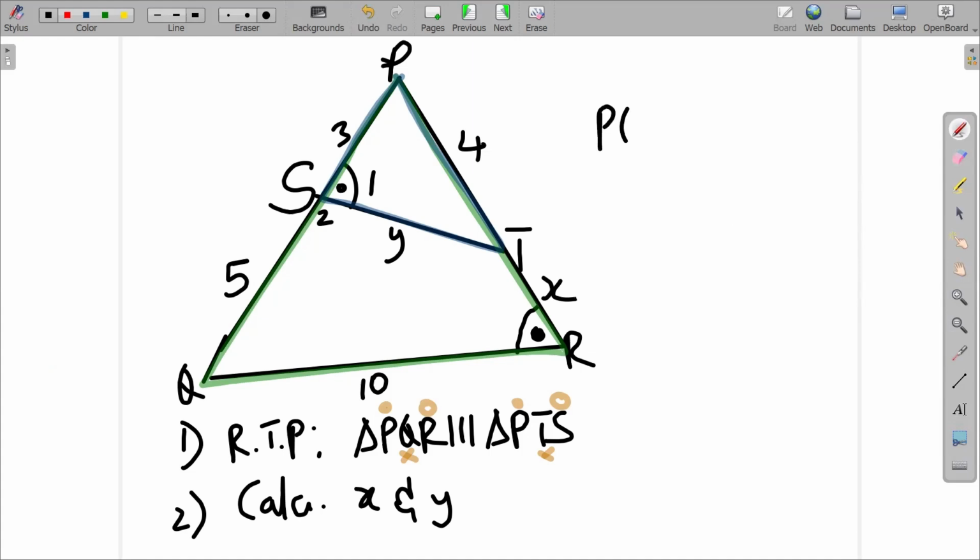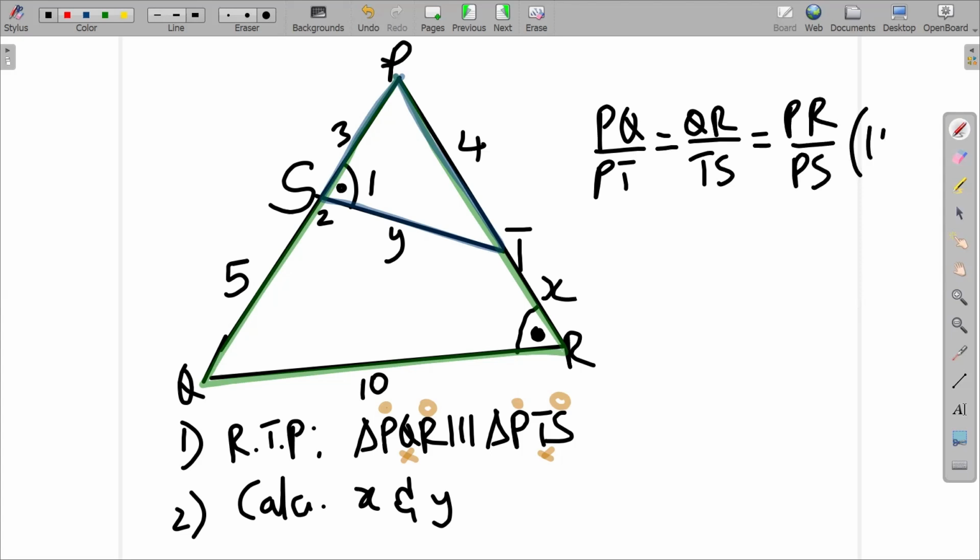PQ over PT must be QR over TS, and that must be PR over PS. My reason is that I've got similar triangles.